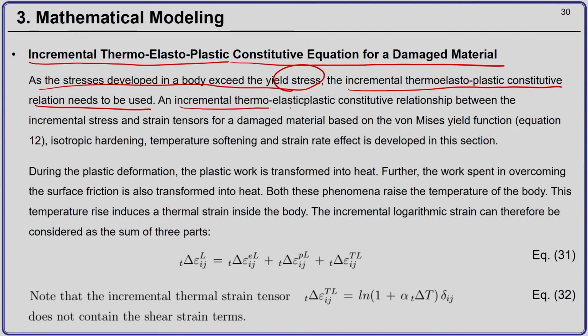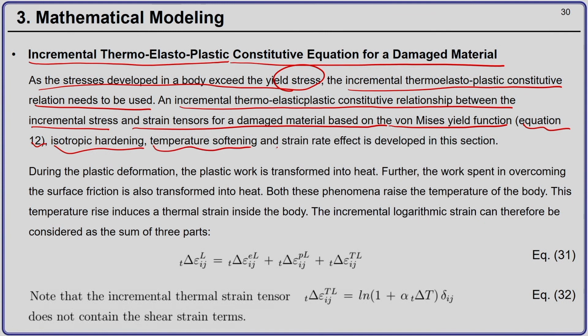So, an incremental thermoelastoplastic constitutive relation between the incremental stress and strain tensor for a damaged material based on the von Mises yield function, which was given by equation 12 in the previous slide, with isotropic hardening with temperature softening and strain rate effect will now be developed. So, we will take into account isotropic hardening, thermal softening and strain rate effect, and also we will take into account the damage. So, time, temperature and damage all will be considered.